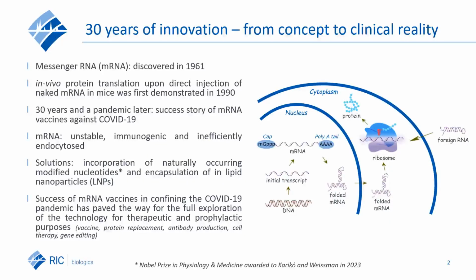Indeed, the development of mRNA-based therapeutics was mainly complicated by mRNA's unstable and immunogenic nature, as well as its limited uptake in cells. These problems were countered by the incorporation of modified nucleotides into the mRNA, like for example pseudouridine, which makes the mRNA more stable and less or even non-immunogenic.